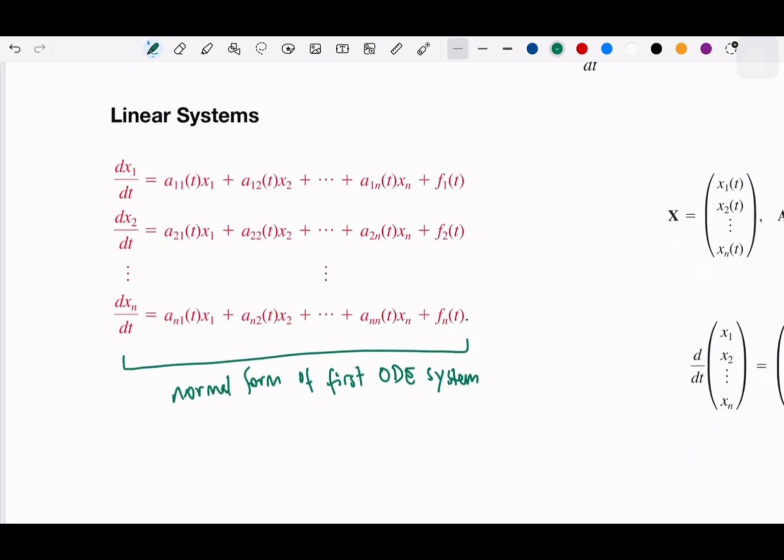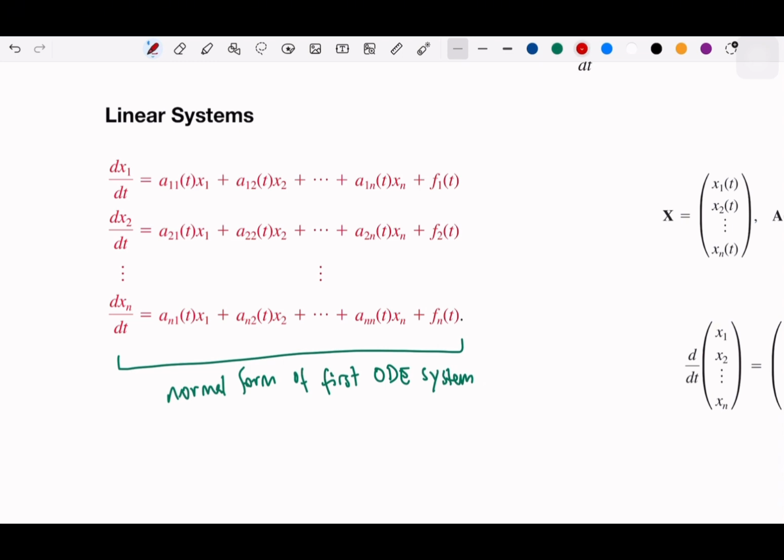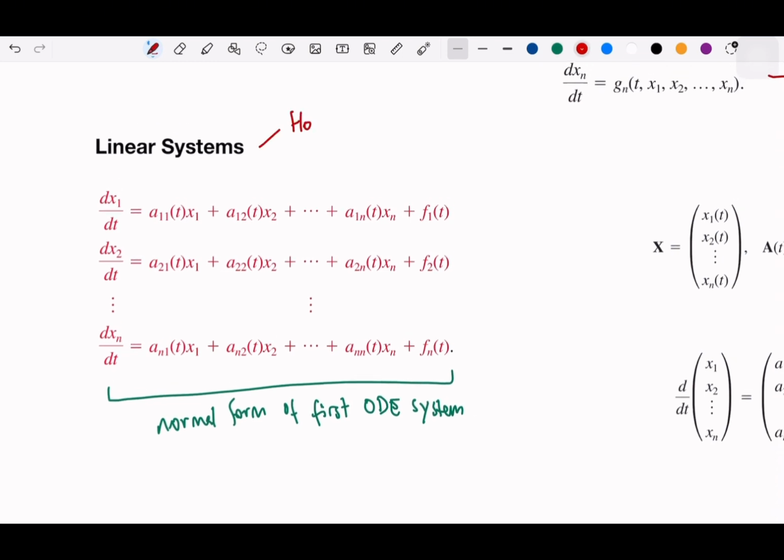And remember that a linear system can be homogeneous or non-homogeneous. The difference is the constant part. If homogeneous, it will be equal to 0. If non-homogeneous, then it will not be equal to 0.